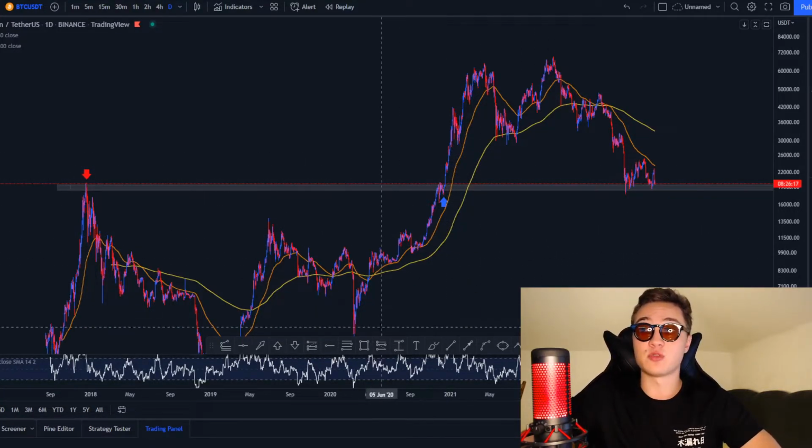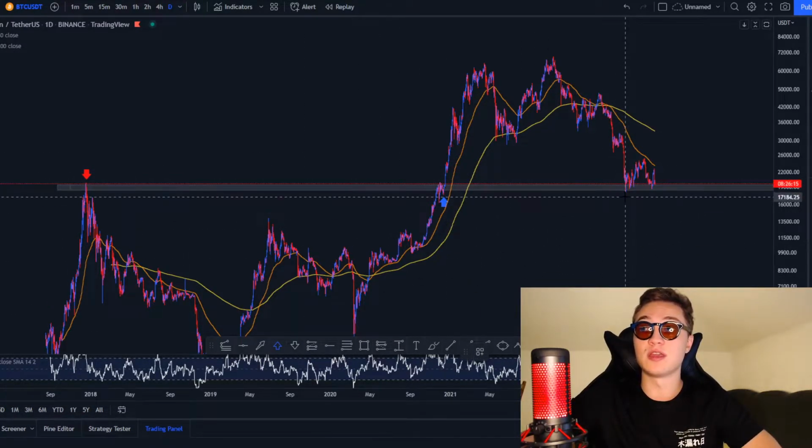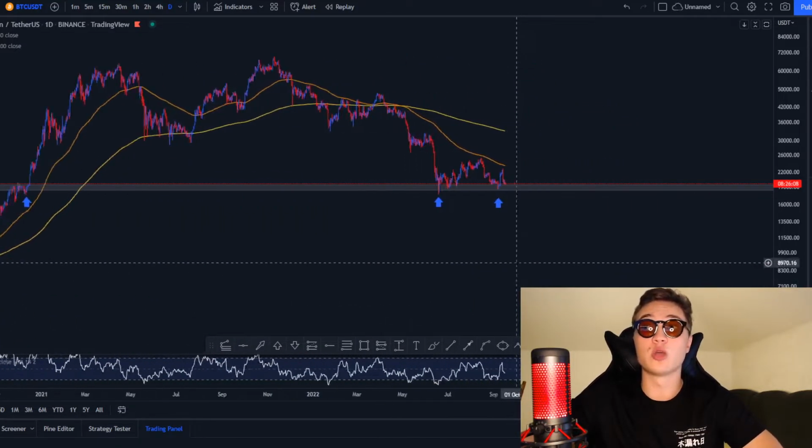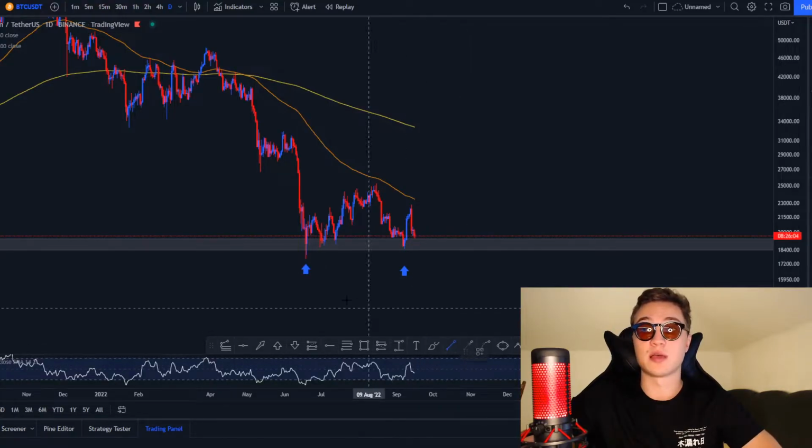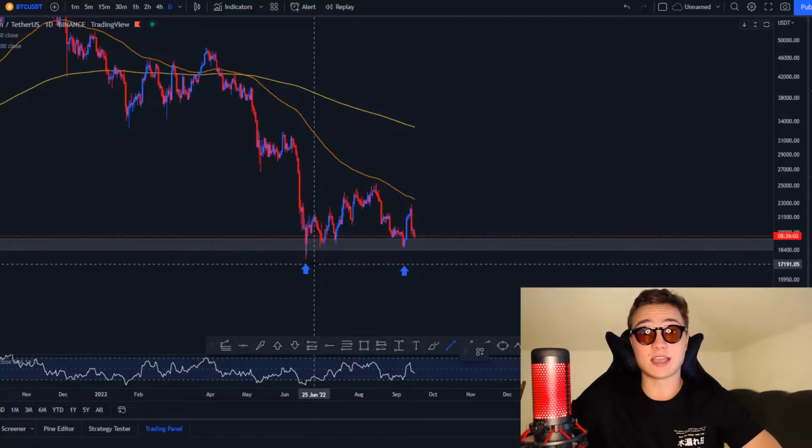And then after that, we had two more zones where Bitcoin did get supported around the 20K level just because there was a lot of buying pressure. Now, is that going to hold? Well, we don't know, and currently the market is so bearish that we might just break down below. So that leads me to my second most important indicator, which is trend lines.